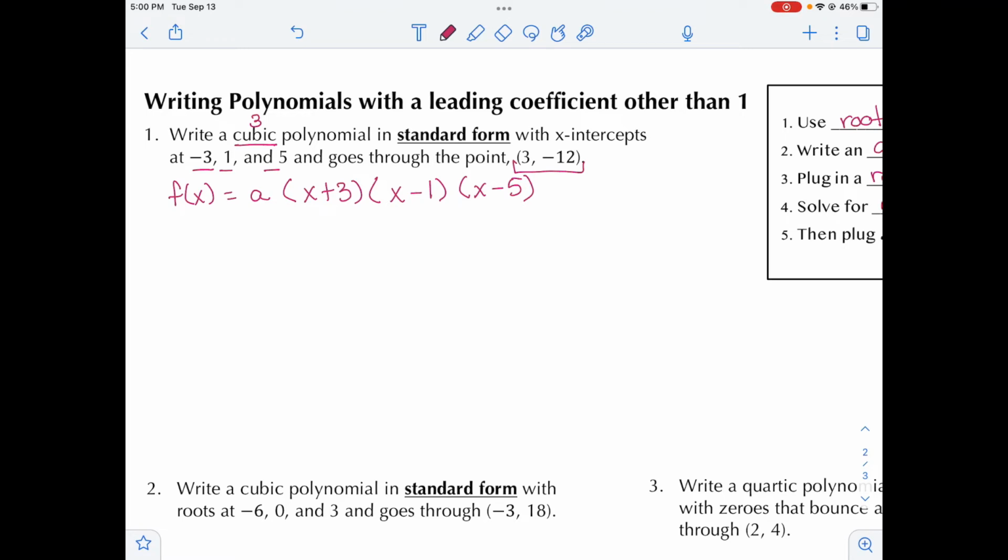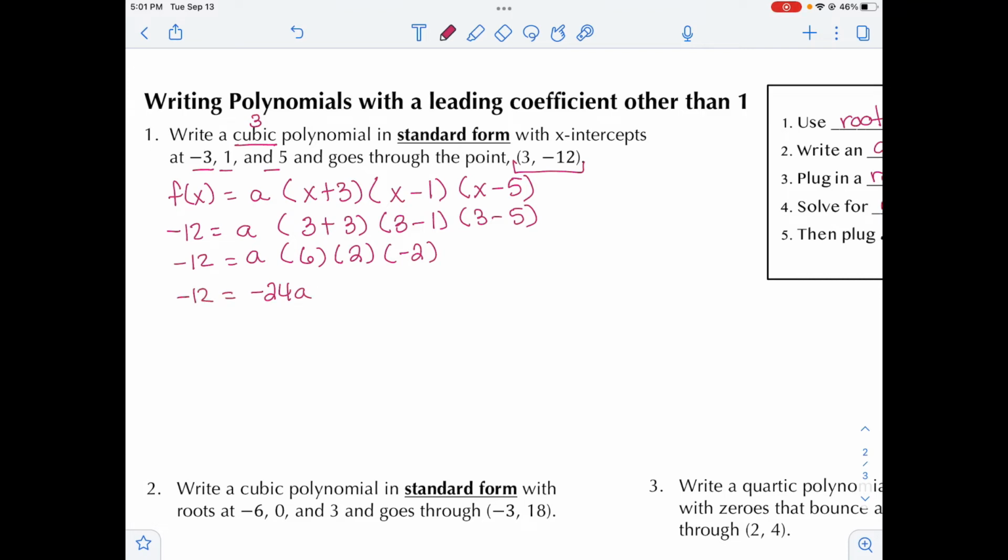So we're going to take this other point when y is -12, so the f of x is -12. X will be 3. So we're going to plug in 3 everywhere that we see x. And we're going to simplify. So a stays. We got 3 plus 3, obviously, 6, 2, and then a -2. And then we multiply those out, and we end up with a -24a is equal to -12. Divide by our -24, and we get a is equal to 1/2.